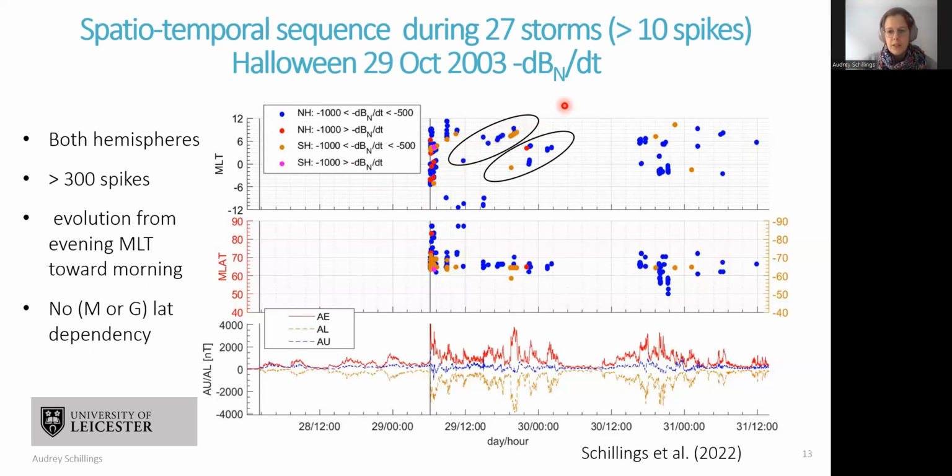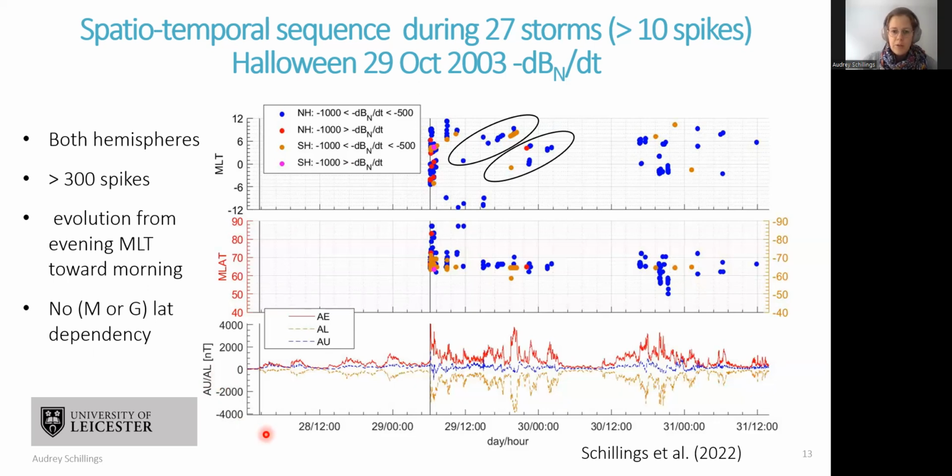And this is faster than the rotation of the Earth, so it's not due to the rotation of the Earth. It's actually the spikes that seem to be moving from one sector to another. So in this event, we found two sequences, for example, here and this other one. It's not depending on the magnetic local latitude or the geographical latitude either. And it could be related to some bursts in the AU or AL index.